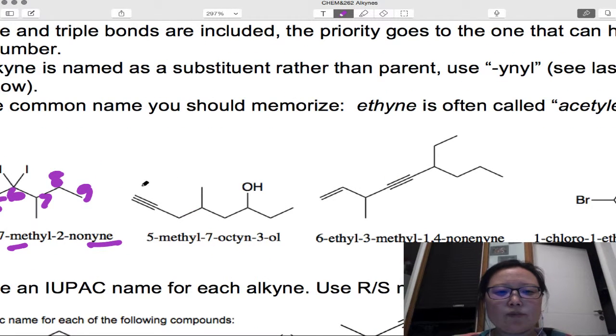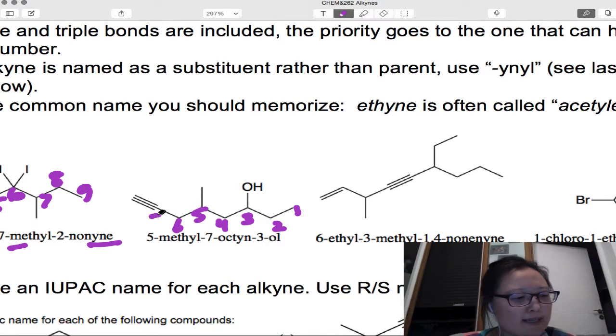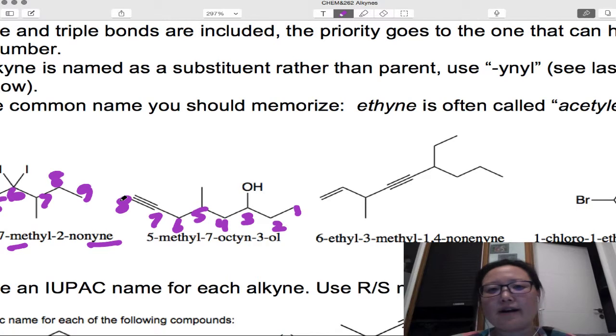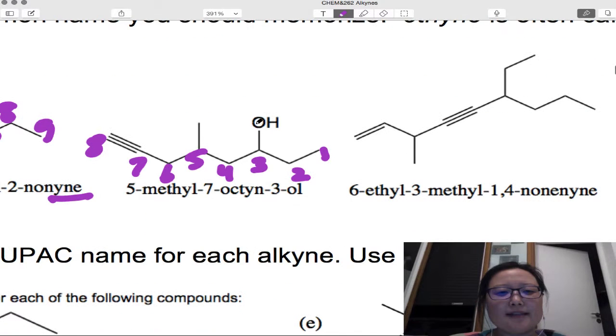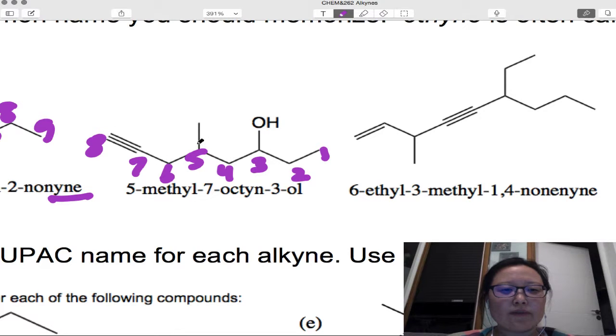For this one, notice 1, 2, 3, 4, 5, 6, but they've actually named it so it's 3-ol. Ol is for alcohols. 1, 2, 3. So last quarter I covered alcohols. So I snuck them in here, but I know some of you may not have had alcohol nomenclature yet. So this will be something we come back to later. So alcohols get priority over alkynes. That's why we go 1, 2, 3 instead of 1, 2, 3, 4, 5, 6. So this will be 5-methyl, 7-octyn, 3-ol, and yne meaning triple bond, and 3-ol, meaning alcohol.